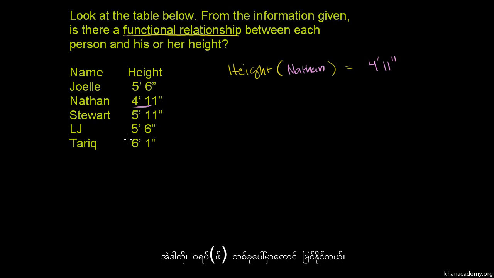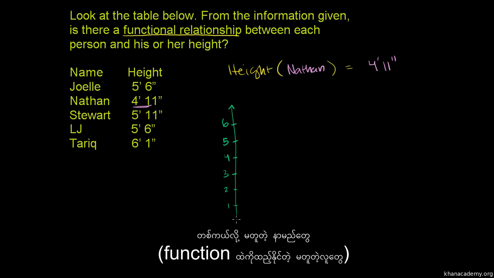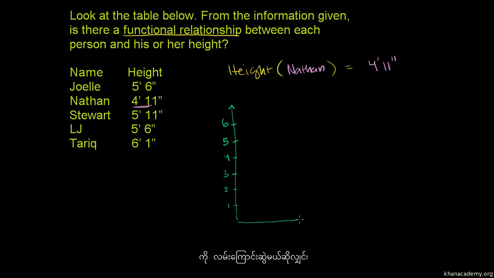And we can even see that on a graph. Let me graph that out for you. The highest height here is 6'1". So let me just start at 1 foot, 2 feet, 3 feet, 4 feet, 5 feet, and 6 feet. And then if I were to plot the different people that I could put into our height function, I'll just put the first letters of their names.